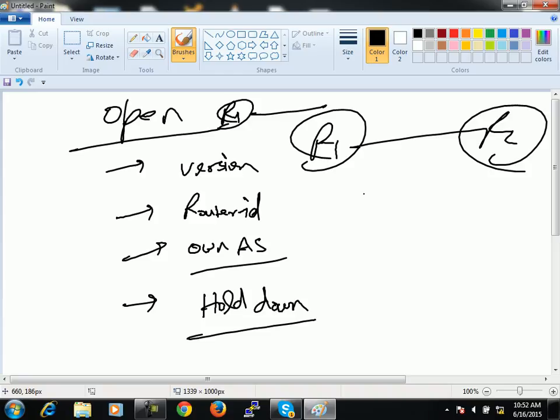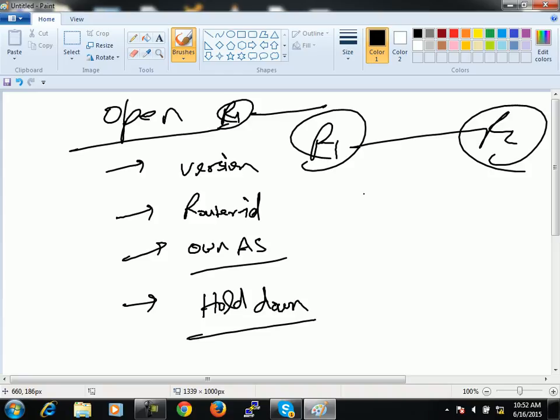And one more thing, by default your hold down timer in BGP is 180 seconds. What does it mean? If you do not receive a keep alive message from your neighbor within 180 seconds, it will tear down the BGP peering. Remember that in BGP the hold down timer is 180 seconds. It means that if you do not receive any keep alive packet from your neighbor for 180 seconds, then definitely it will break down the neighborship after 180 seconds.